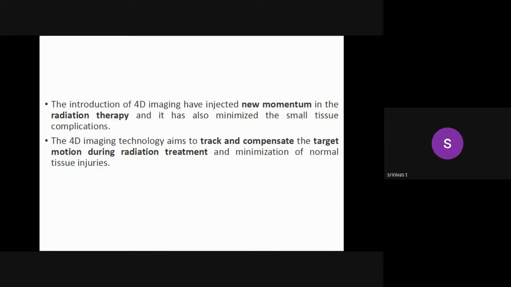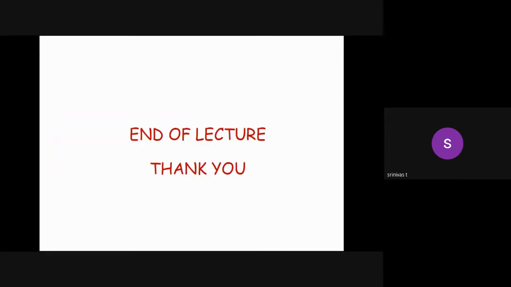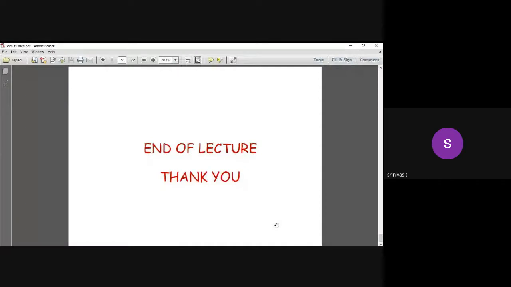And the introduction of 4D imaging has injected new momentum, and now 4D images are also coming up, one more new technique for radiation therapy, and it also minimizes the tissue complications. The major advantage of 4D is that 4D imaging technology aims to track and compensate the target motion. That is very important: target motion during radiation treatment and minimization of normal tissue injuries. So these are very important features of the 4D images. So that is coming up. And the next slide. So that's all for today's lecture. Thank you.